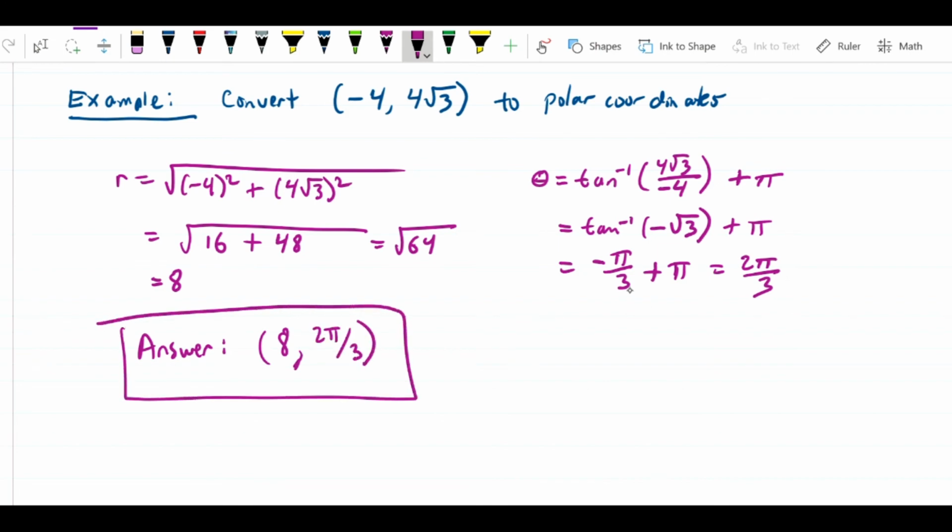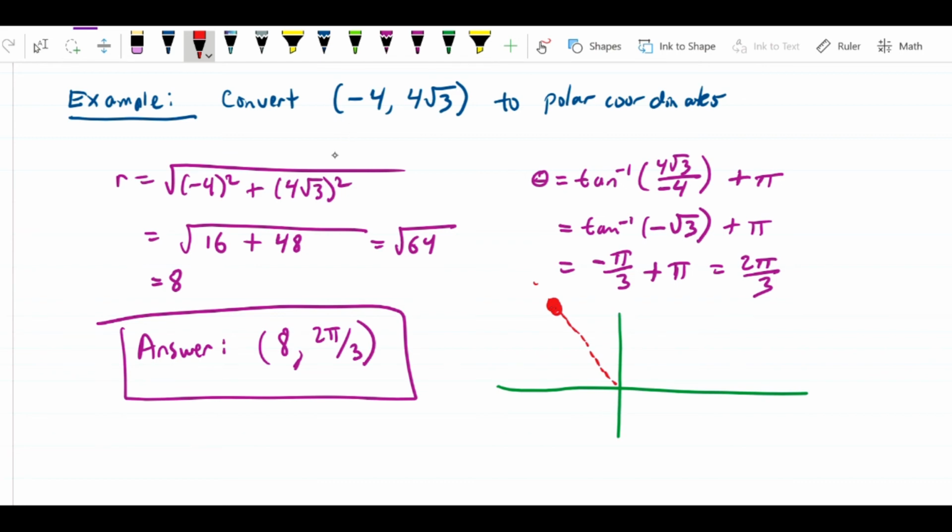And by the way, let's graph this just to verify that this makes sense. What we're looking for is an angle of 2 pi over 3, which is roughly along that direction. And we're looking for a point that's 8 units away from the center. So that gives us this point here. That makes a lot of sense given what point we were given.